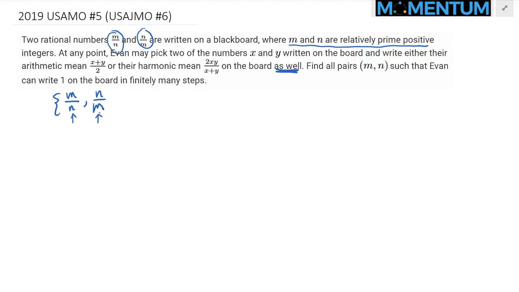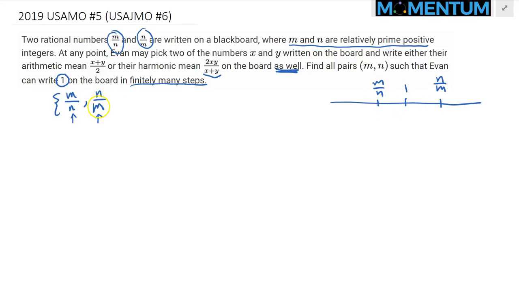And then as you take the arithmetic mean or the harmonic mean, you would see if it's ever possible to reach 1 in finitely many steps. So if you draw the real line, this is the number 1. So you have m over n, something like this, and then n over m. And you keep taking averages.